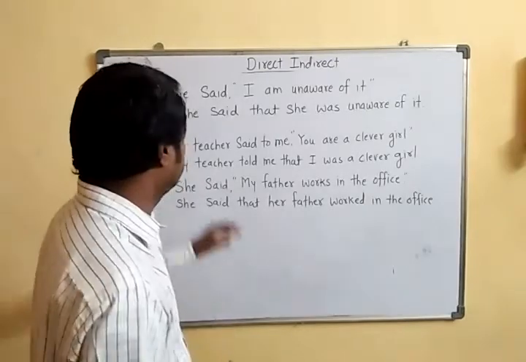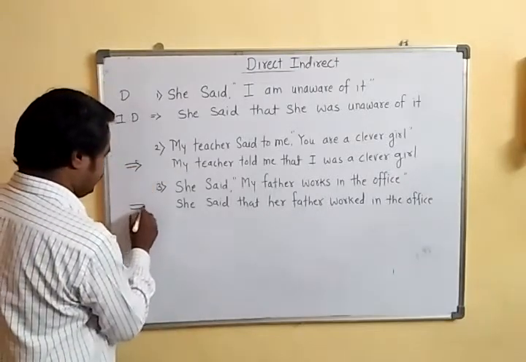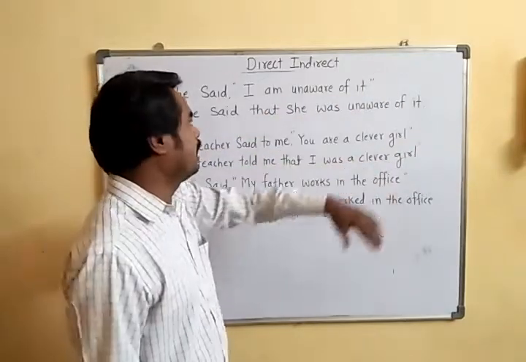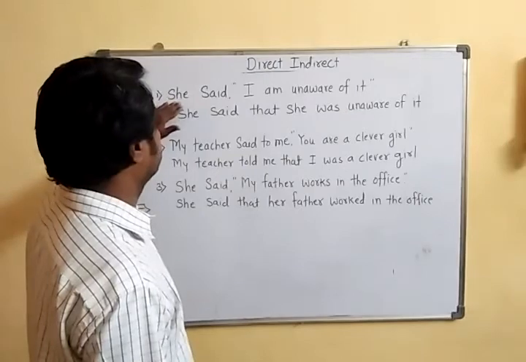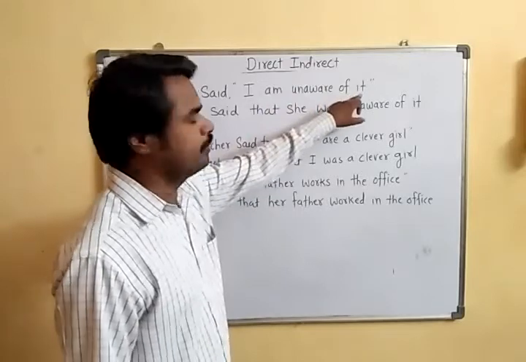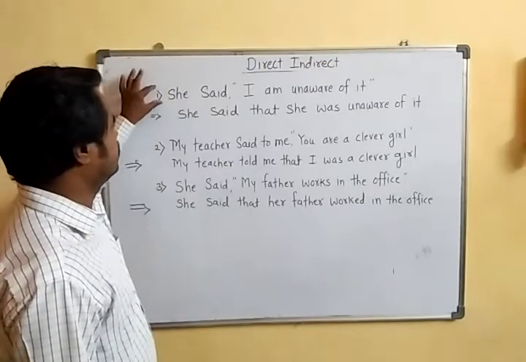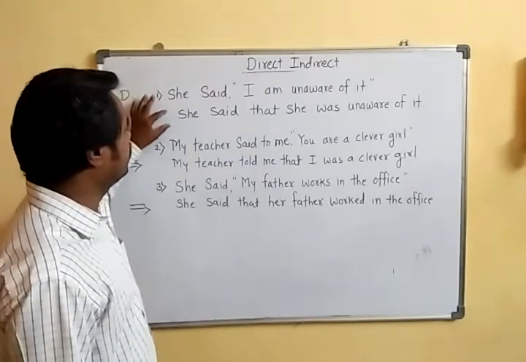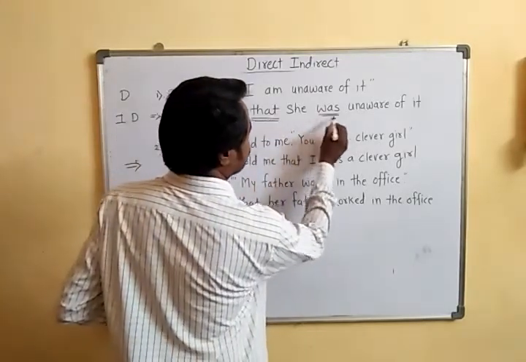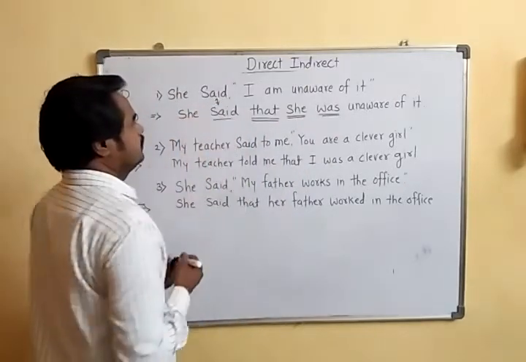Now, dear students, here I have mentioned some examples, and through these examples, we will learn how to change an assertive sentence into the indirect sentence. The first sentence is: She said, comma, inverted comma, I am unaware of it. When we are converting it into indirect, you see where changes we have made.